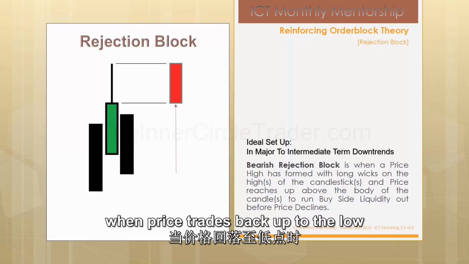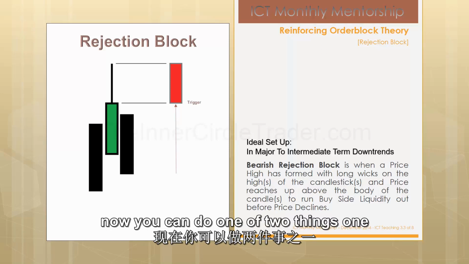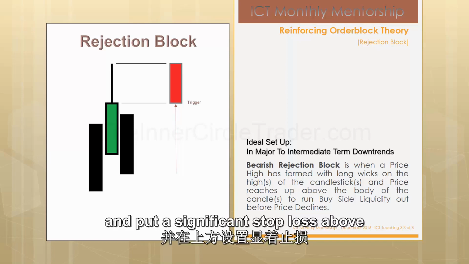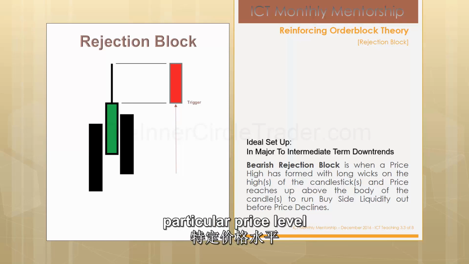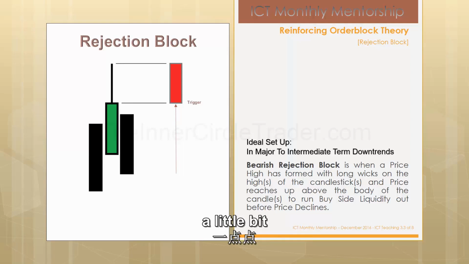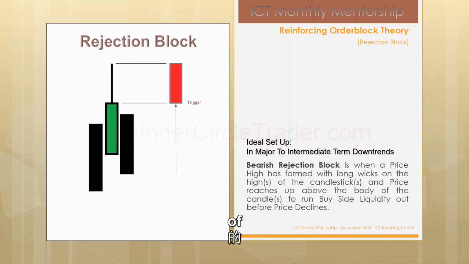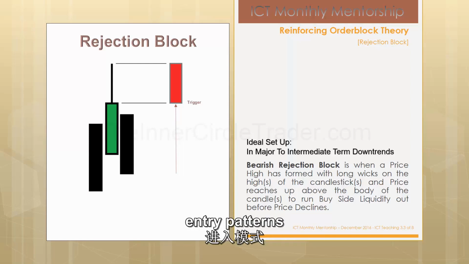When price trades back up to the low of that range, that is your trigger. Now you can do one of two things. One, if you're aggressive, you can sell at that price and put a significant stop loss above that particular price level. Or you can wait for it to trade through it a little bit, and I'll leave that up to you in terms of all the additional insights that we'll be sharing over the mentorship about entry patterns.